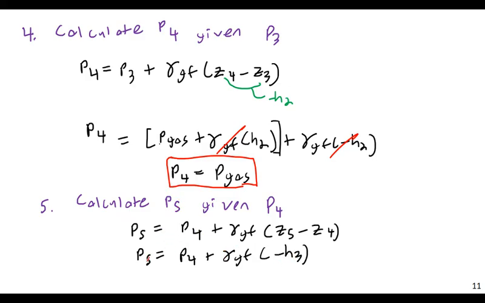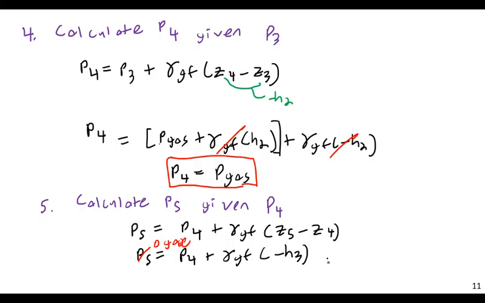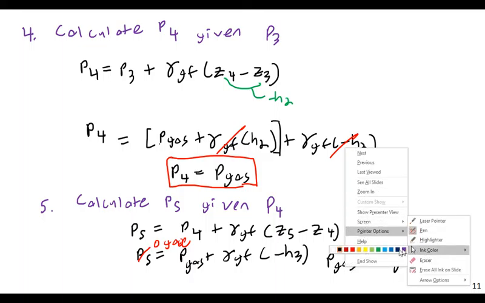P5 is directly exposed to the atmosphere. Therefore, it is 0 because this is gauge. So, therefore, I can then determine that P gas is simply going to be equal, if I do some substitution. Oh, and sorry, since P4 is equal to P gas, I can say this is equal to P gas. And so then P gas is simply going to be equal to gamma GF times H3. And that's really the derivation I was after.